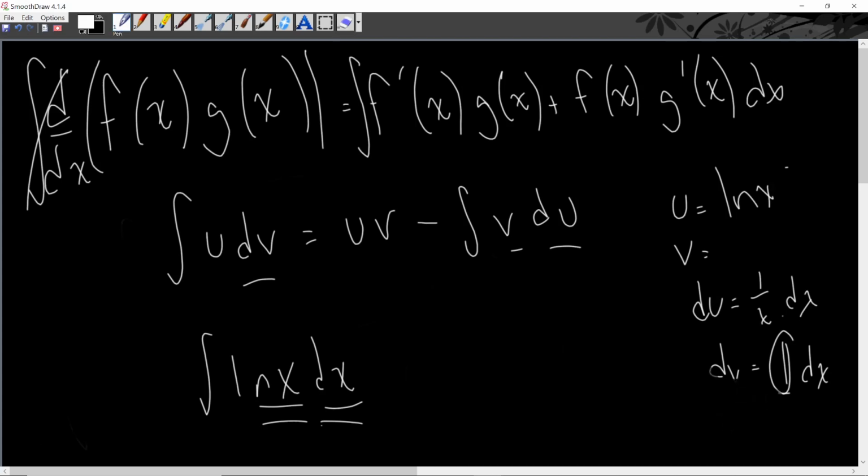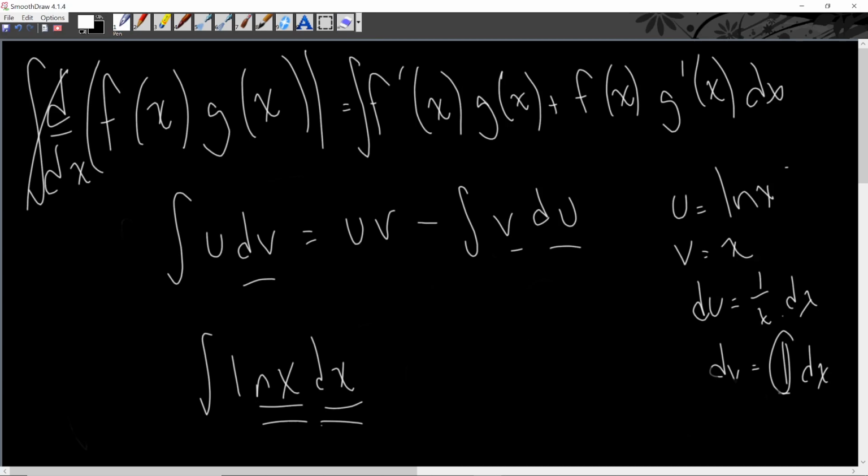Let me write this out correctly. So 1 is equal to x to the power of 0, right? So if n is equal to 0, this is going to be 1 over n plus 1, so 1 over 0 plus 1, times x to the 0 plus 1. So this is going to be 1 over 0 plus 1, which is 1, times x to the 0 plus 1, which is 1, so x, which means that the integral of dv is supposed to be x.